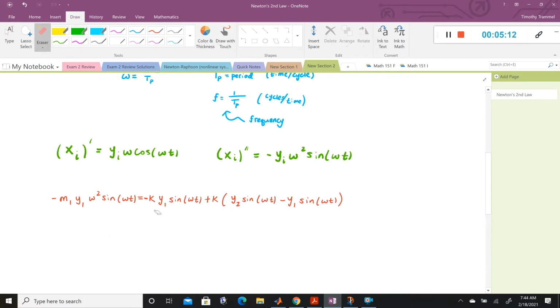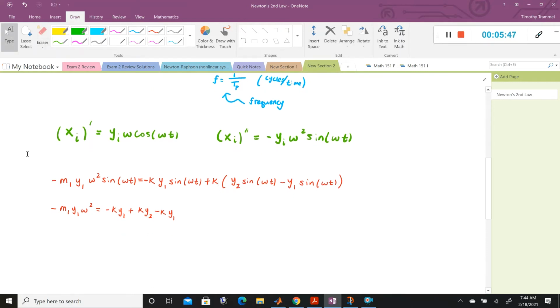But notice every single term has a sine of omega t in it, so we could rewrite this a little bit cleaner. We could write this as minus m1 y1 omega squared is equal to minus k y1 plus k y2 and minus k y1. Okay, we just distributed this k here and divided each side of the equation by sine of omega t.